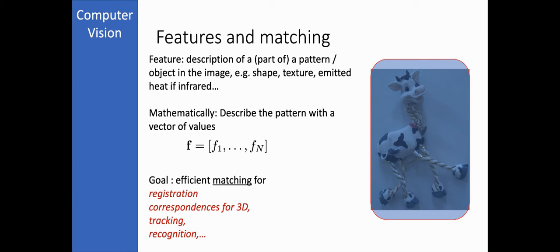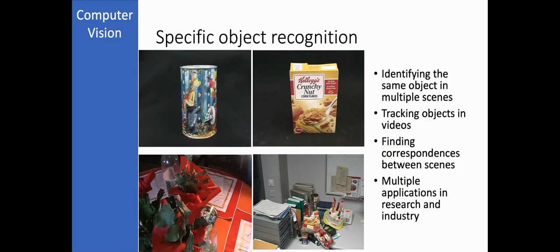And the two problems that you should keep in mind, which describe the inherent challenges in this problem quite well, are specific object recognition and object category recognition. The problem with specific object recognition is identifying the same object in multiple scenes. It's actually quite useful in tracking objects in videos, finding correspondences between different scenes for registration, and multiple applications in research and industry are done by specific object recognition.